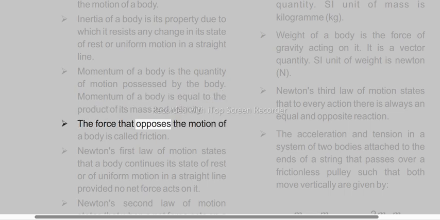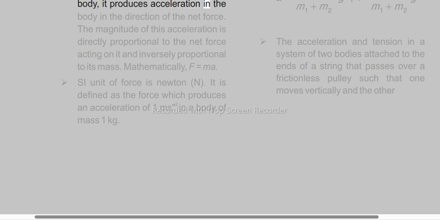The force that opposes the motion of a body is called friction. Newton's first law of motion states that a body continues its state of rest or of uniform motion in a straight line provided no net force acts on it. Newton's second law of motion states that when a net force acts on a body, it produces acceleration in the body in the direction of the net force. The magnitude of this acceleration is directly proportional to the net force acting on it and inversely proportional to its mass. Mathematically, F = ma.